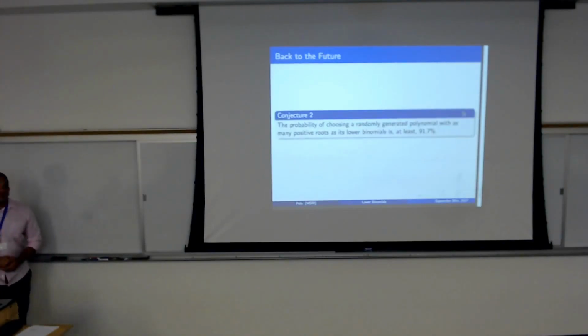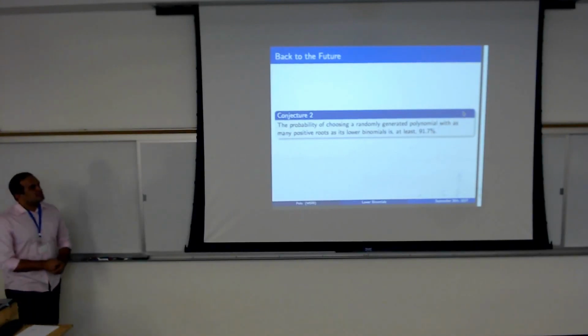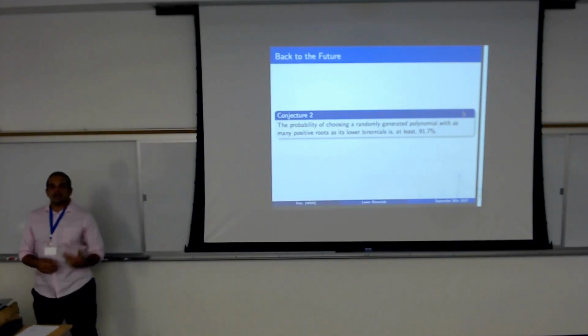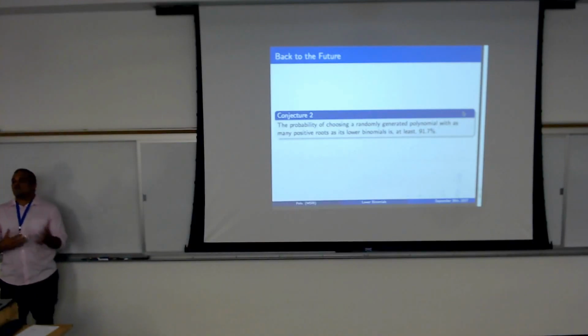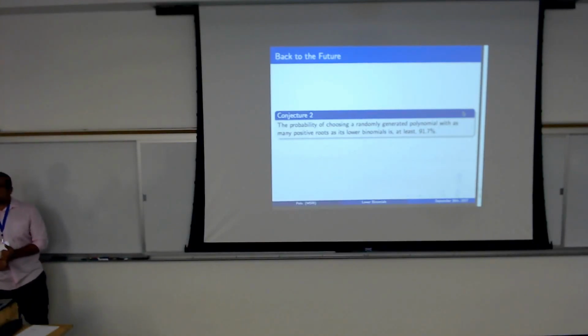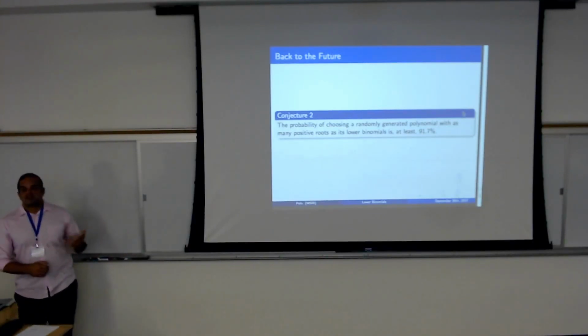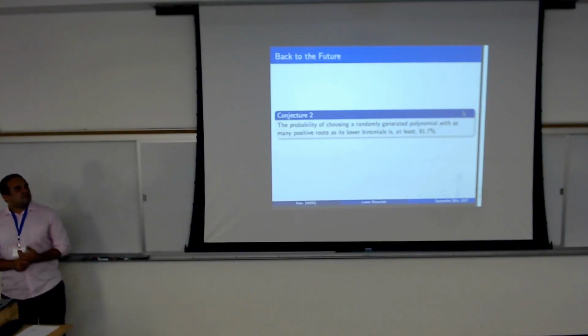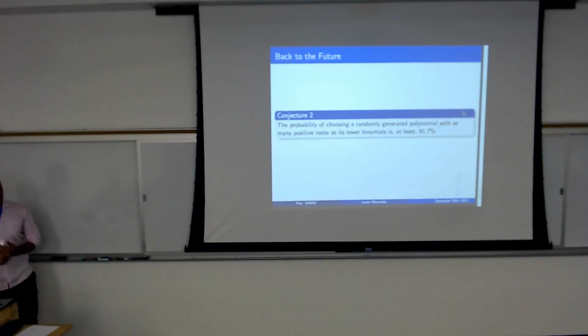Here is conjecture number 2. Our conjecture is that the probability of choosing a random polynomial with the same number of positive roots as its lower binomial is going to be 91.7%. Where does this 91.7% come from? The idea is the following.